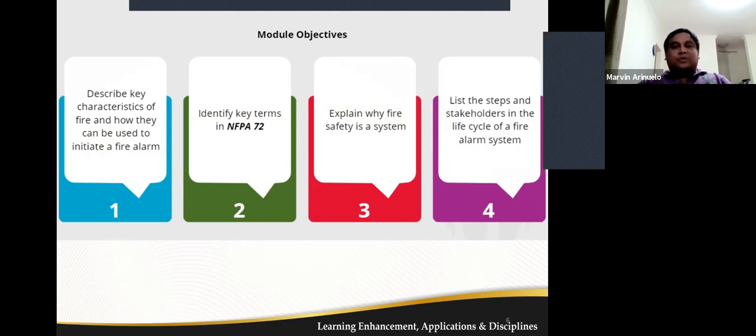So what is our module? In this lesson, we will describe the key characteristics of fire and how they can be used to initiate the fire alarm. Identify the key terms according to NFPA 72, which is your fire alarm code. Explain why fire safety is a system. And list the steps and stakeholders in the life cycle of a fire alarm.